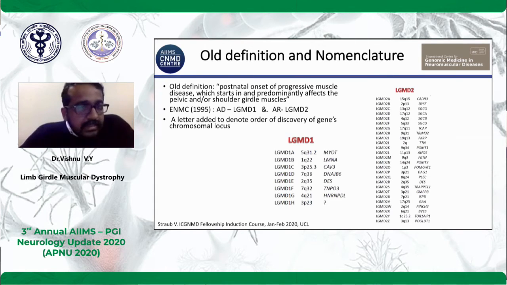So ENMC 1995 classified them into LGMD 1 and 2. A letter was added, A, B, C, up to Z, for the order of discovery of the chromosomal locus. So we had up to 1H. Sometimes you might see 1I also, for the autosomal dominant calpainopathy. It depends, because that came around the time when the classification was changed, and some books you won't see it. So LGMD2 went from A to Z.